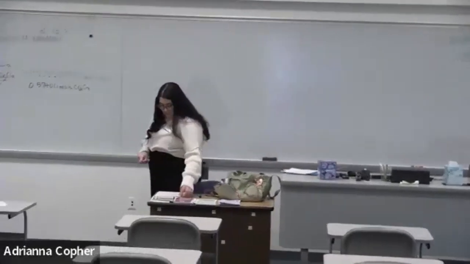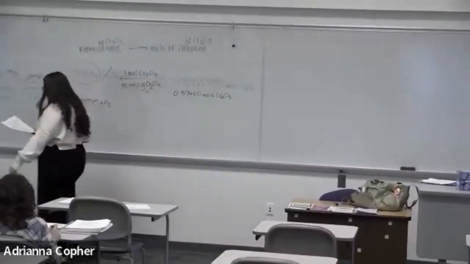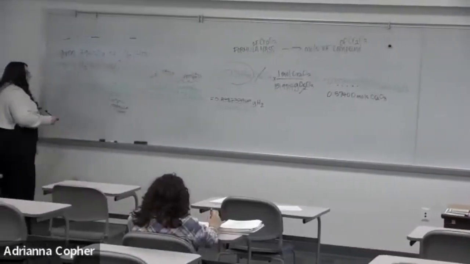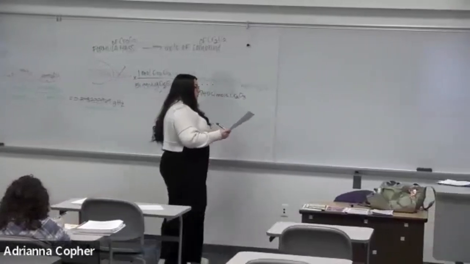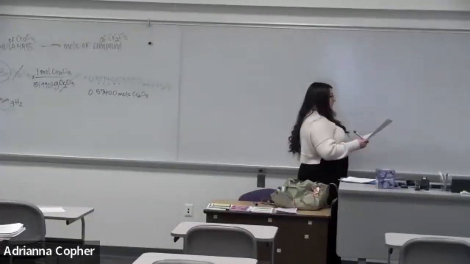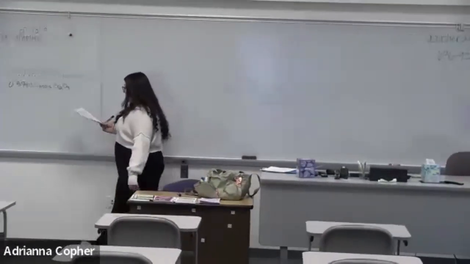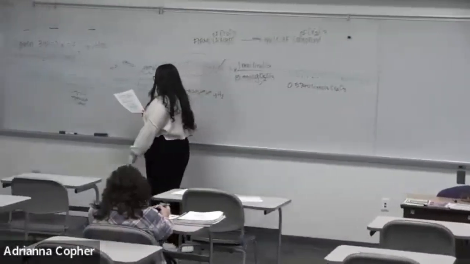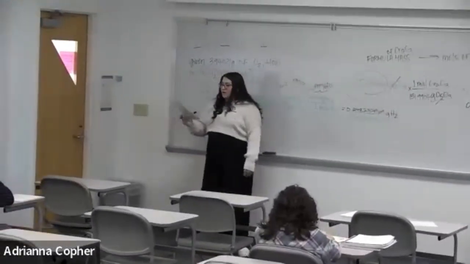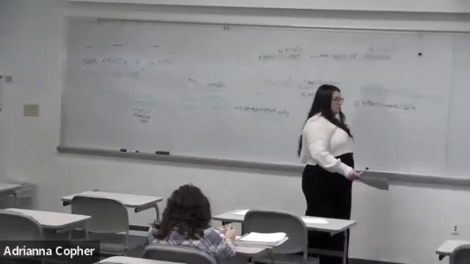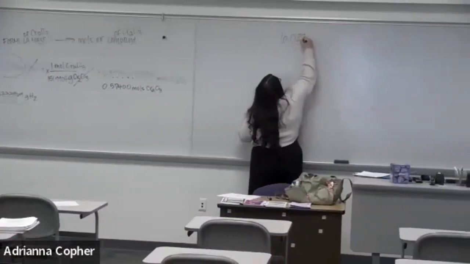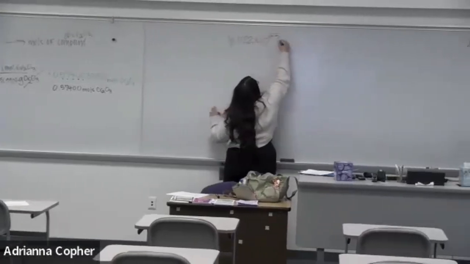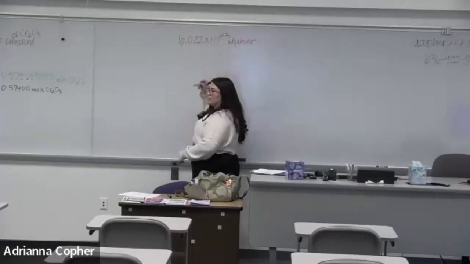If we look at our packets, on the front is what's called the mole map. This helps people a lot when you're trying to think of what your next step should be. If I'm going from moles of A to mass of A, the grams of A, I have to use molar mass. If I'm going from moles of A to moles of B, I have to use the mole ratio. And if I'm going from moles of A to particles of A, I have to use Avogadro's number. Avogadro's number is something you have to memorize. It's just really big: 6.022 times 10 to the 23rd.